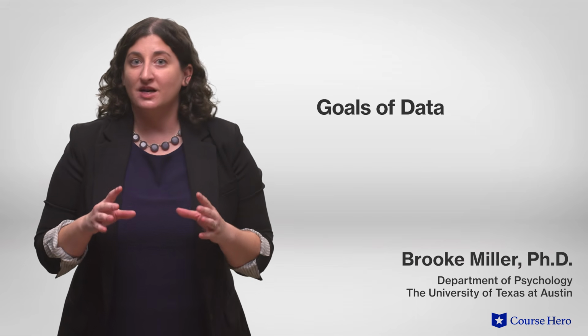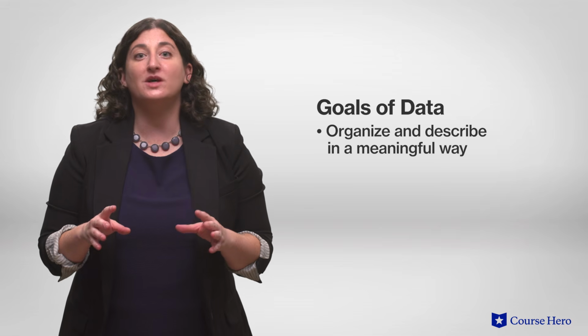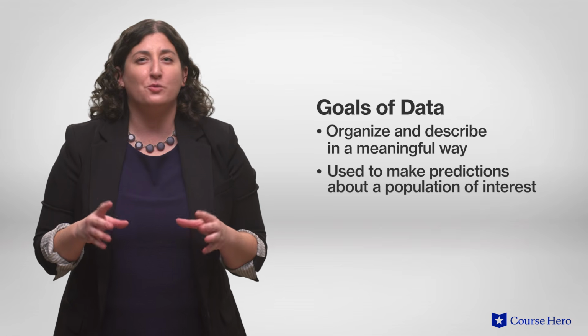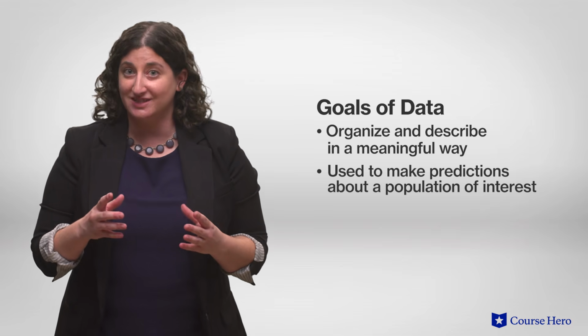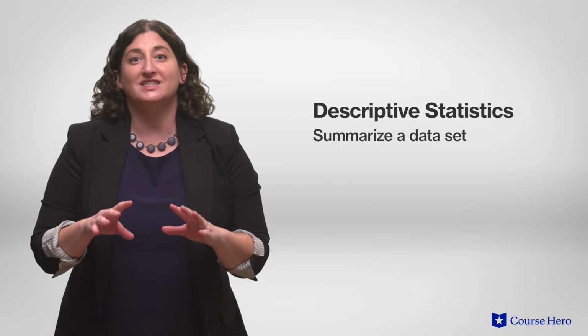Scientists aim to accomplish two goals with their data. First, they want to organize and describe the data in meaningful ways. Second, they want to use the data to make inferences or predictions about a population of interest. To achieve the first goal, scientists rely on descriptive statistics. Descriptive statistics summarize a dataset.